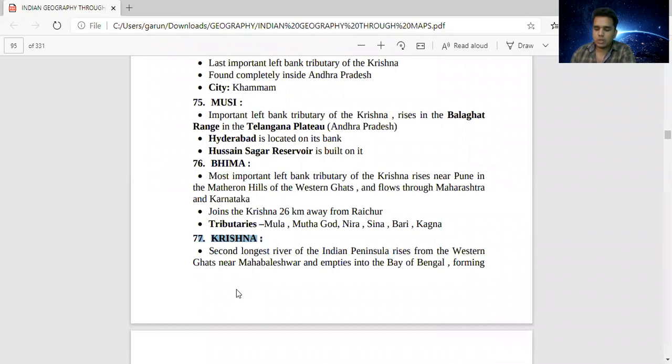What are the major river systems in India? First is Indus river system, second is Ganga river system, third is Brahmaputra river system, fourth is Mahanadi river system, fifth is Godavari river system, and sixth is Krishna river system. So we have done 6 river systems, and Narmada and Tapi are fully separate rivers, which we will study separately.